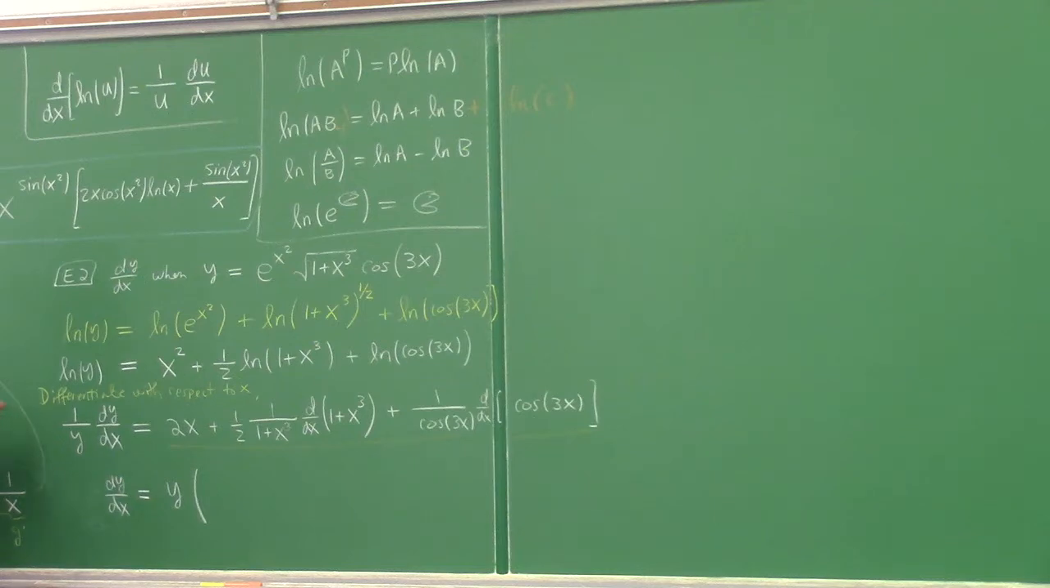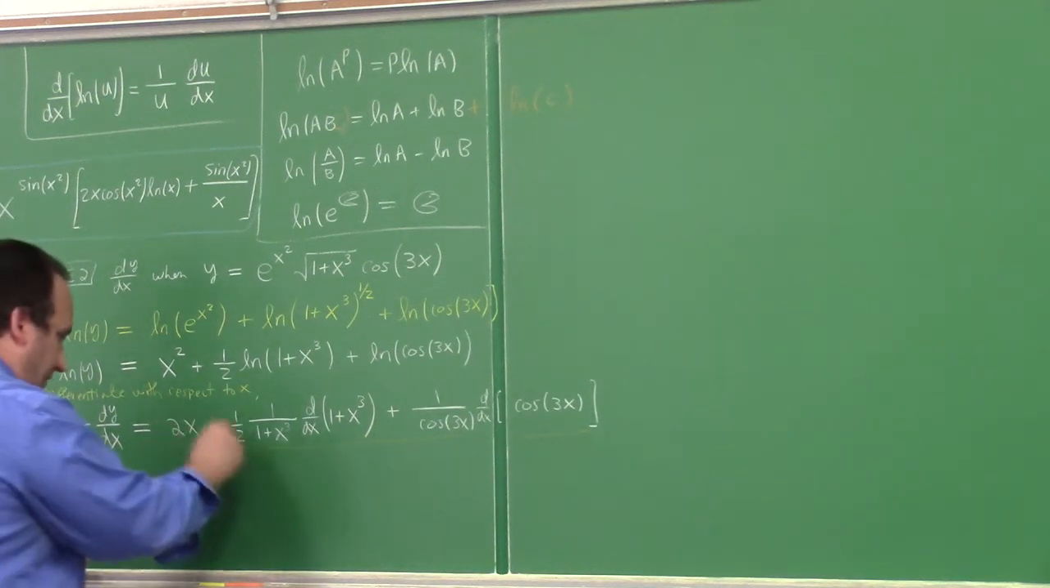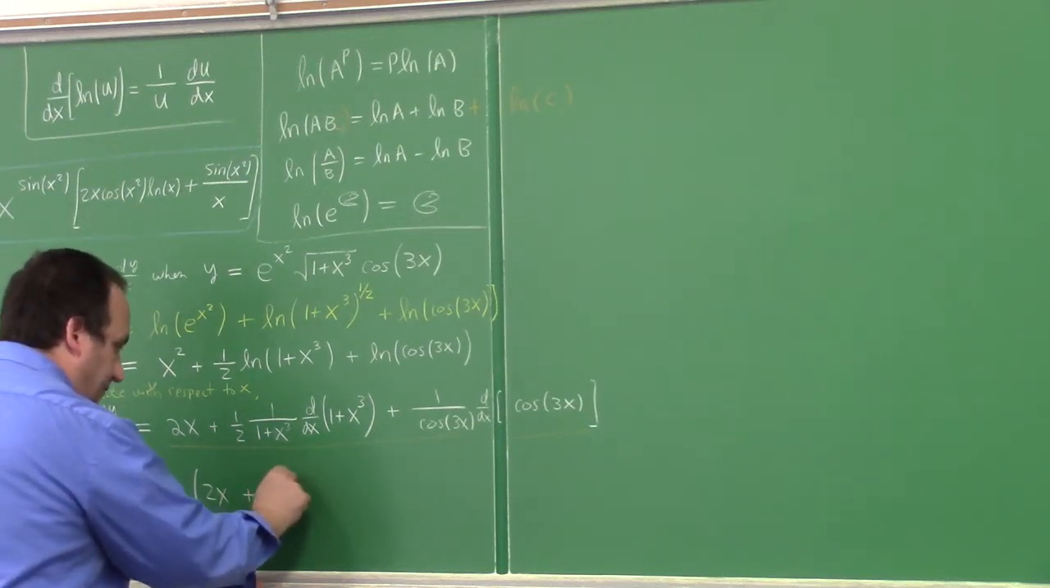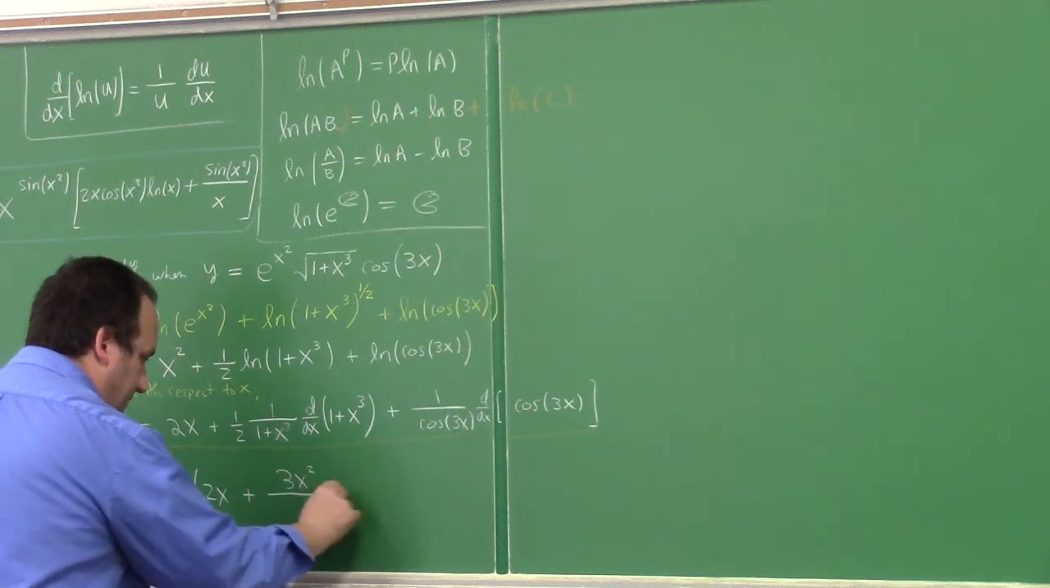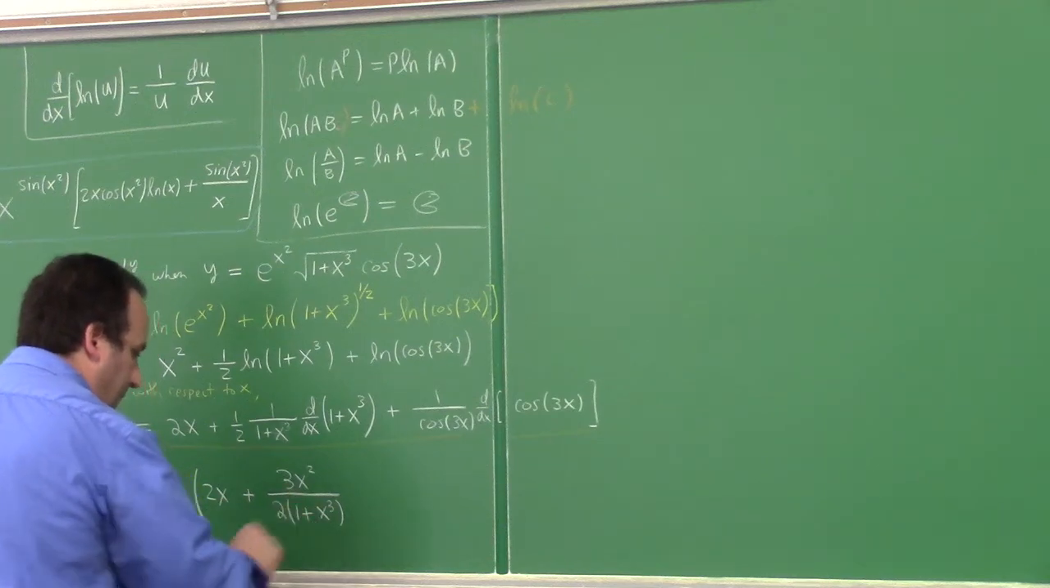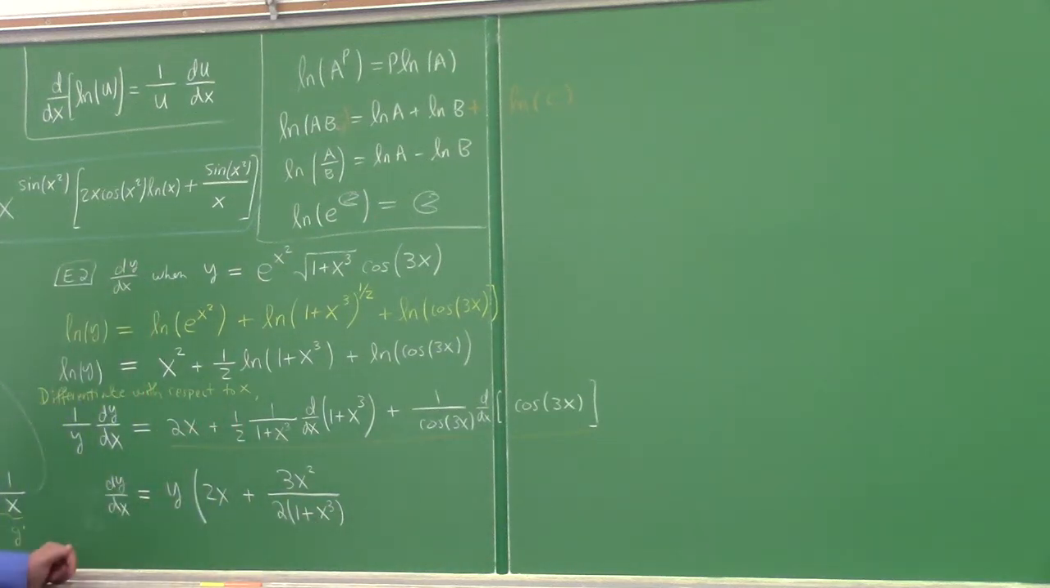So the y gets gone on the left-hand side, right? You can think about cross-multiplying it over to the other side, however you think of it. And so y, right? And so what do I got? I've got 2x plus, well, 3x squared, right? Divided by 2 times 1 plus x cubed. I just brought the half inside the fraction like that.